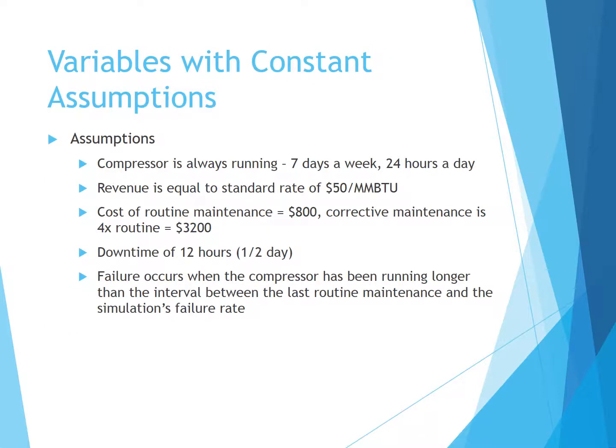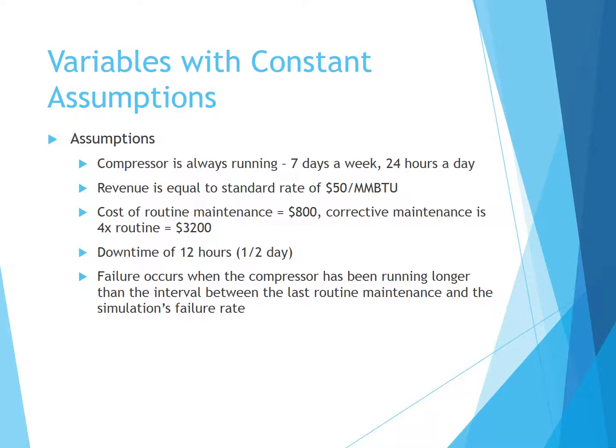Some of the variables had assumptions with constant values. First, we assumed that our compressor was always running 24 hours a day, 7 days a week. Revenue was equal to the standard rate of $50 per MMBTU, which is our volume of gas moved. Our cost of routine maintenance was $800. Our corrective maintenance activity was 4 times that, which is $3,200. Downtime for both routine and corrective maintenance was about 12 hours or half of a day.